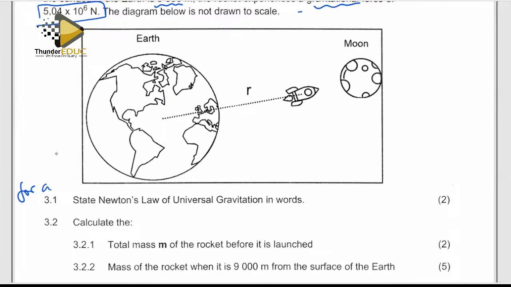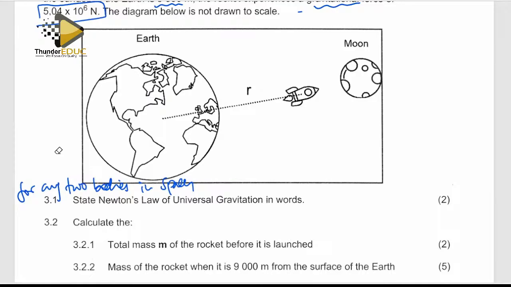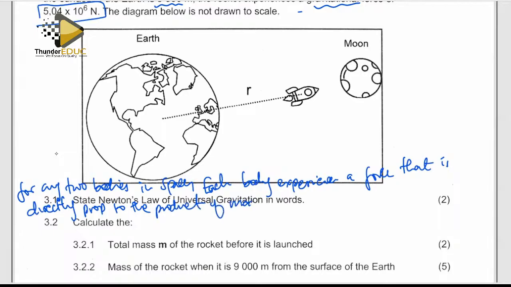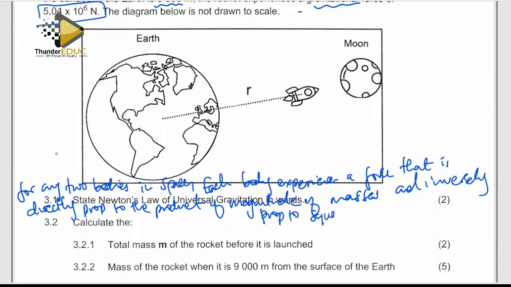We know that for any two bodies in space or in the universe, each body experiences or exerts a force that is directly proportional to the product of the magnitudes of the masses, and inversely proportional to the square of the distance between them, or between their centers. So something of the sort.